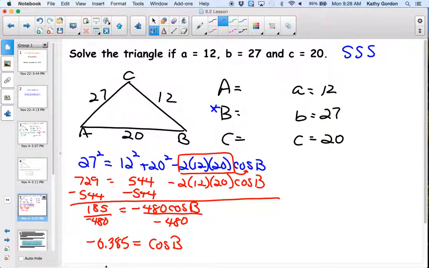If you got an undefined, what happens at this step is that you've got a cosine of B that's equal to something that is either bigger than 1 or smaller than negative 1. So when you go to try to take inverse cosine of it, the calculator's like, what are you doing? You can't do that. That's why it tells you undefined.